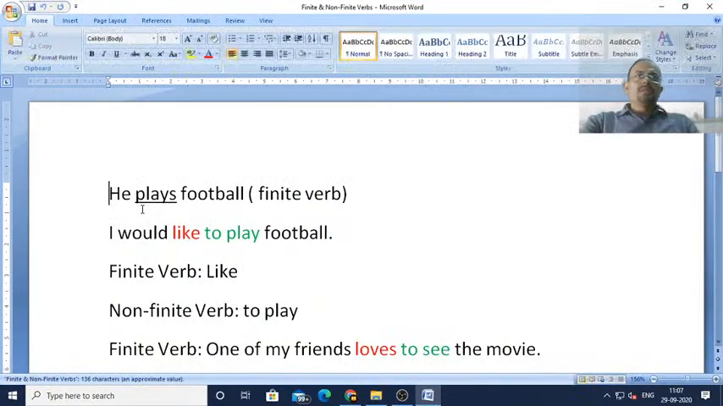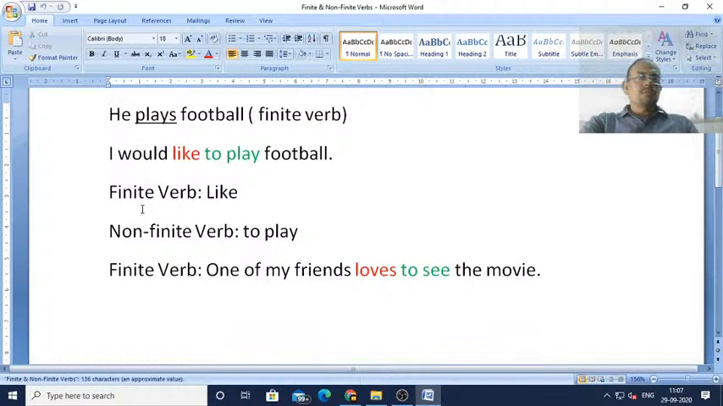For example, you can see here in the example, he plays football. So dear students, plays is a finite verb. Why? Because it agrees directly in number and person with the subject he. Therefore plays is called a finite verb. Whereas in the second sentence you can see, I would like to play. Here like is a finite verb because it is agreeing with the subject, but to play is not the finite verb, it is the non-finite verb because it is not agreeing directly with the subject.